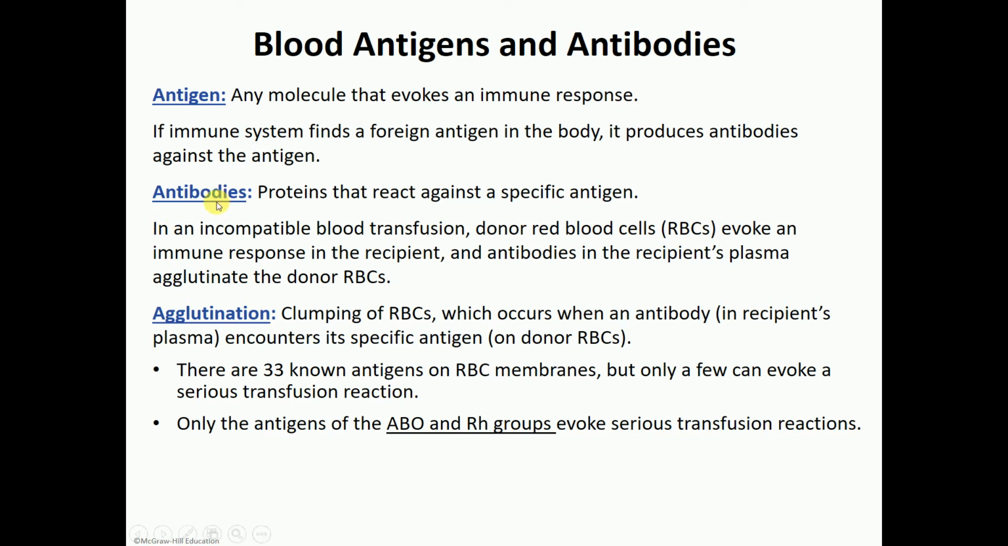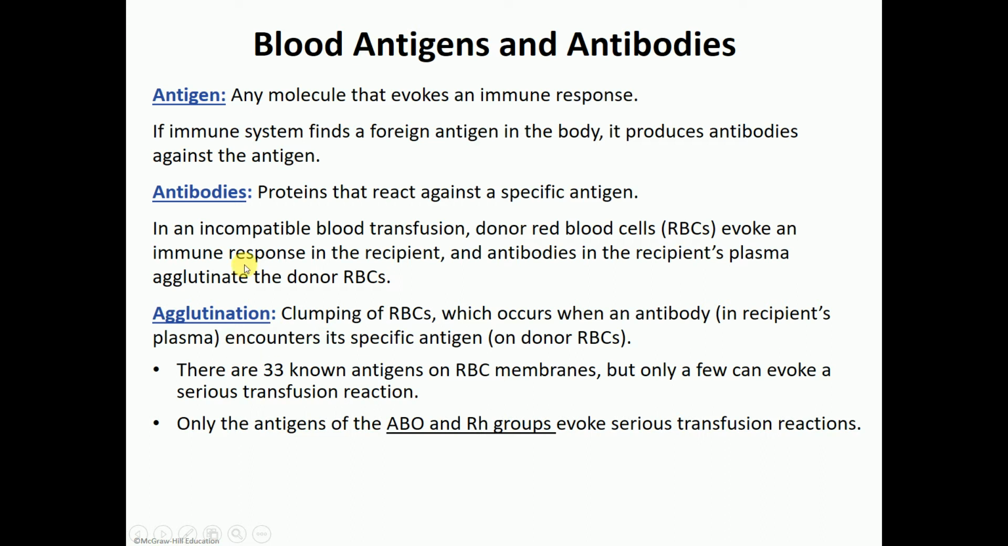Antibodies are plasma proteins, as we've seen, gamma globulins, that are produced by the immune system in response to a foreign antigen. In an incompatible blood transfusion, there would be an incompatibility between the antigens found on the surface of the red blood cells and the antibodies circulating in the plasma. So something to keep in mind is that the antigens are found on the surface of the red blood cell, while the antibodies are circulating in plasma.